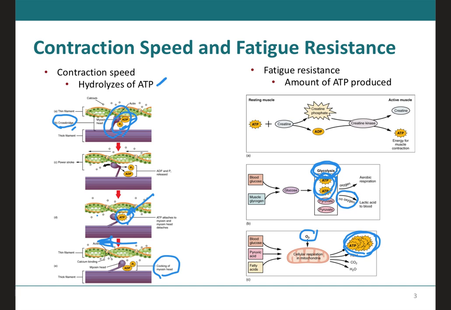So to summarize, the bottom line is that you can't have the best of both worlds. Either you hydrolyze ATP fast, and therefore you have a fast contraction, or you have a lot of ATP, and therefore you don't get tired as fast because you're able to use the ATP over time.